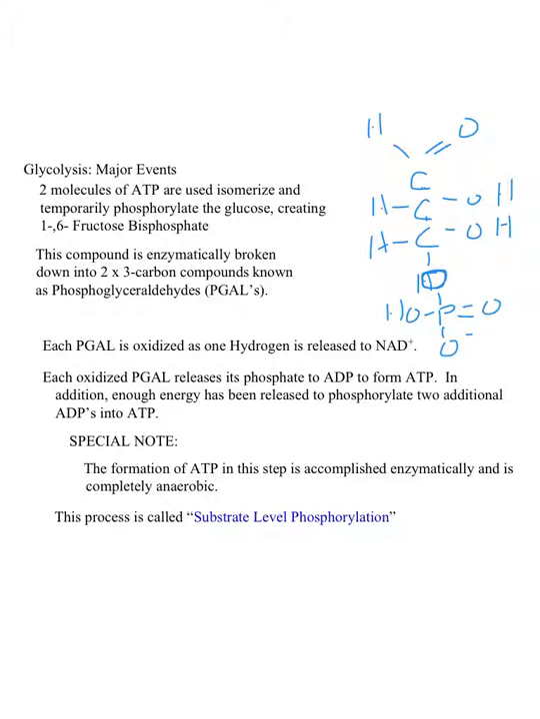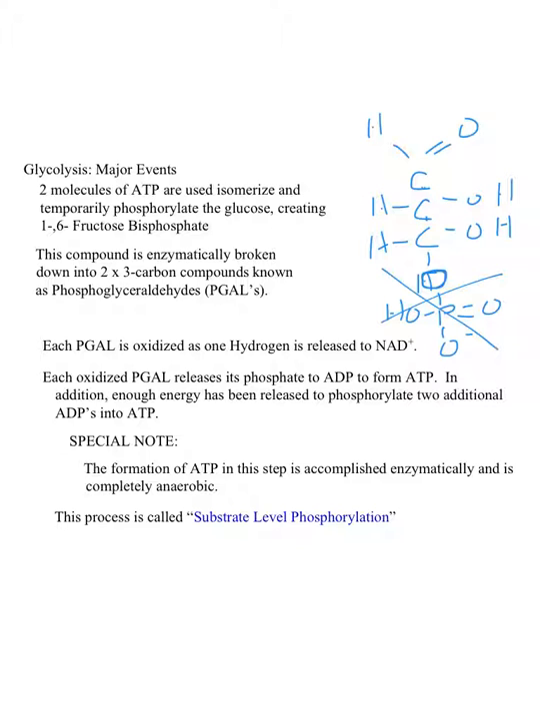Well, each PGAL then is going to eventually become oxidized. We're going to release a hydrogen, and that's eventually going to be picked up by NAD. And the PGAL will eventually release its phosphate, and we can rephosphorylate the ADPs that we started with, reform ATP. And when this is released right here, we can end up with an exergonic reaction, which will release energy to phosphorylate 2 additional ADPs into ATP.